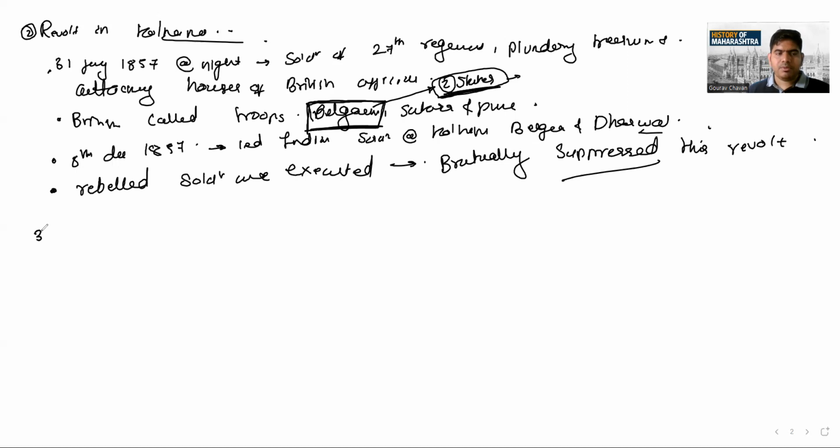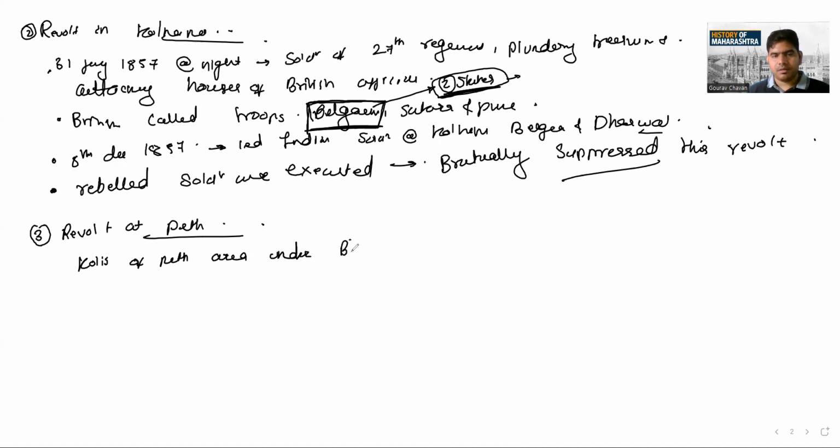Now we'll be moving towards the third revolt, that is the revolt of Peth. Okay, now the coolies in the Peth area, the coolies of Peth under Bhagwantrao Nilkantrao, on 6th December 1857.